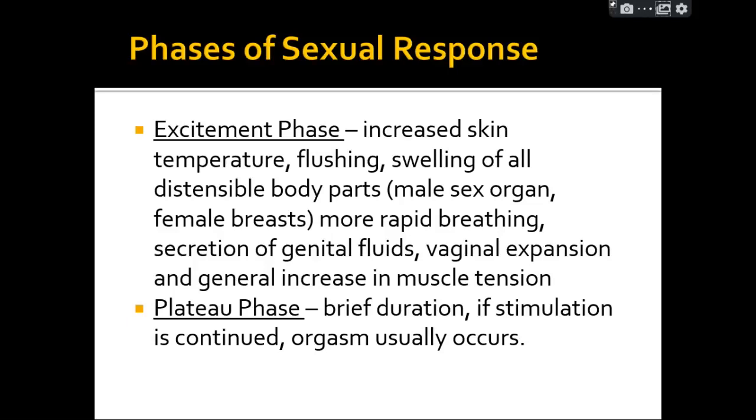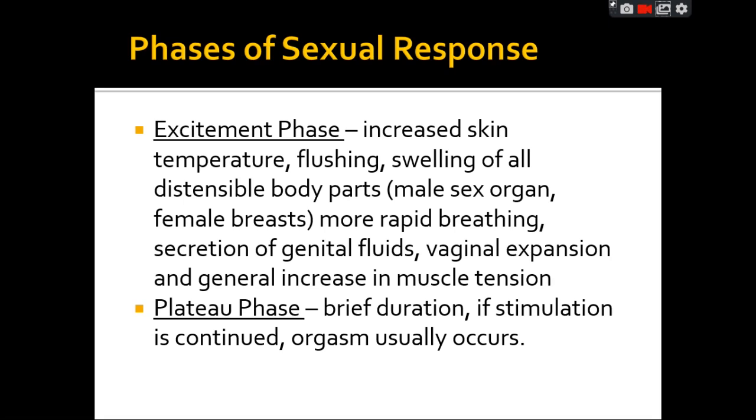With part two, this is the sexual self. So these are the different phases of sexual response. Okay. So on the first phase, we have the excitement phase. This is the beginning or the initial occurrence in the sexual intercourse.